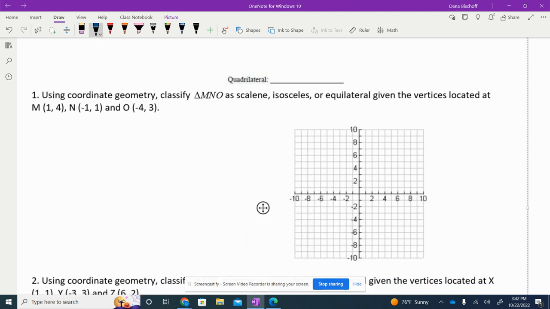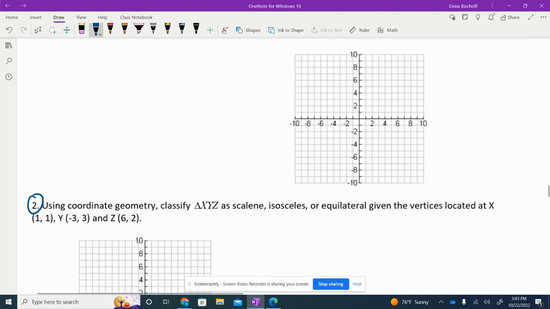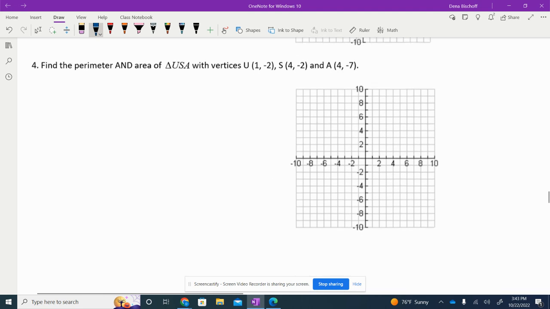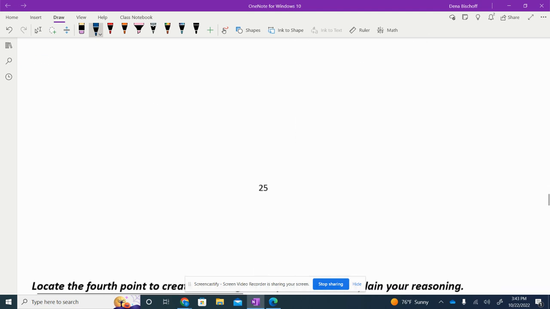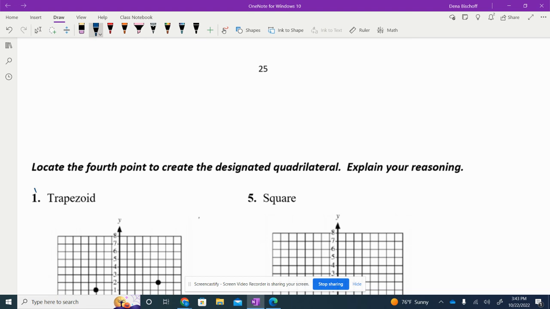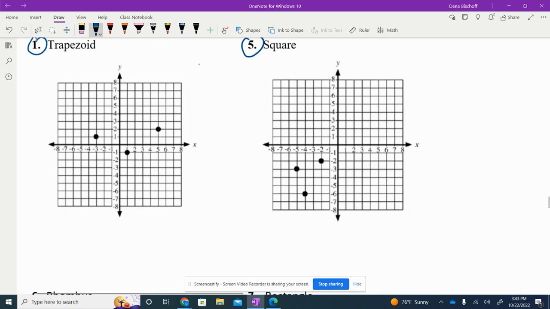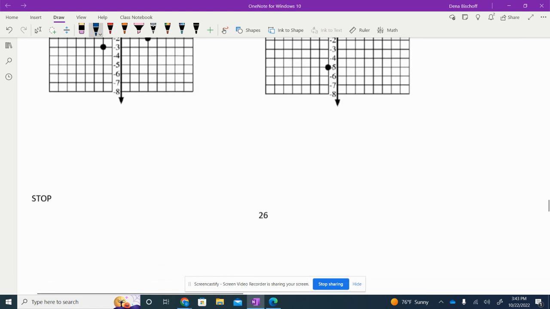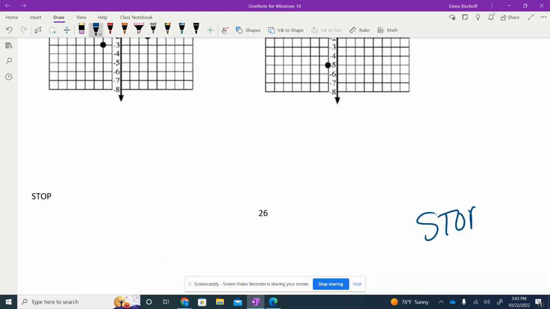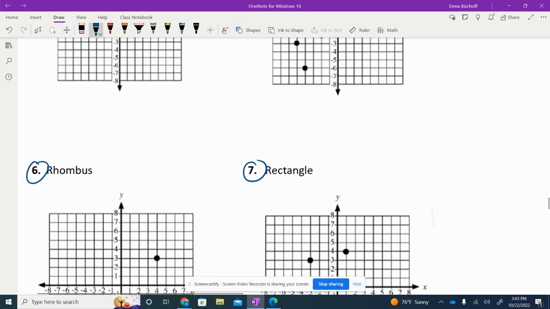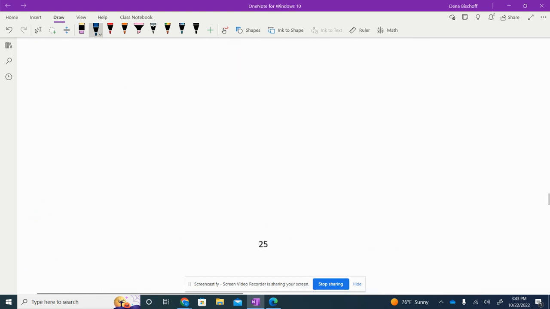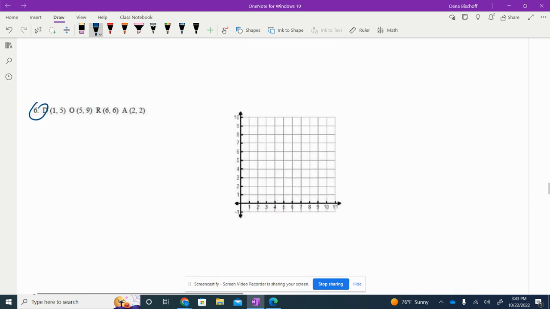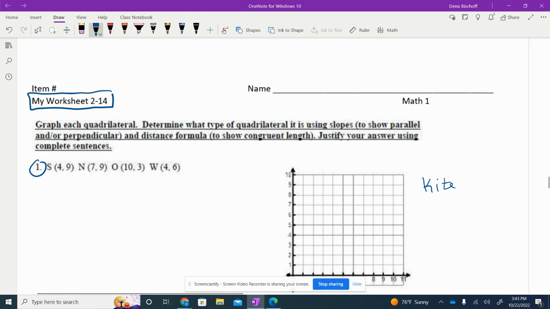You're also doing the triangle ones. 1, 2, 3, 4 is to find the perimeter. And then you're locating the missing side to make those shapes. So you're finding the 4th point, and that is it. So you have 4 that are just finding the missing ordered pair and justifying it. And then you have 1, 2, 3, 4, 5, 6, 7 coordinate proofs.